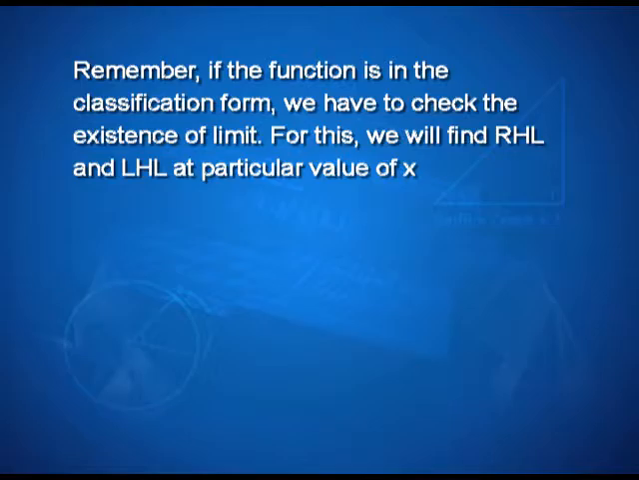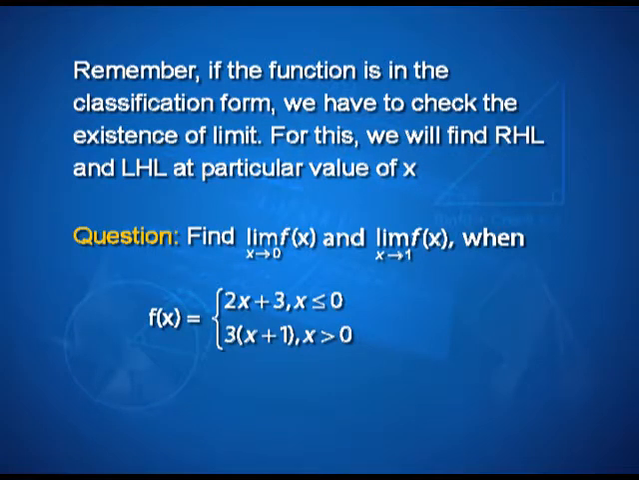Remember, if the function is in the classification form, we have to check the existence of limit. For this, we will find right hand limit and left hand limit at a particular value of x. Let us solve an example to understand this. Find limit f of x as x tends to 0 and limit f of x as x tends to 1, where f of x is equal to 2x plus 3 whenever x is less than or equal to 0 and 3 into x plus 1 wherever x is greater than 0.